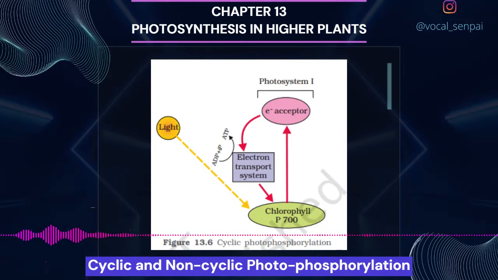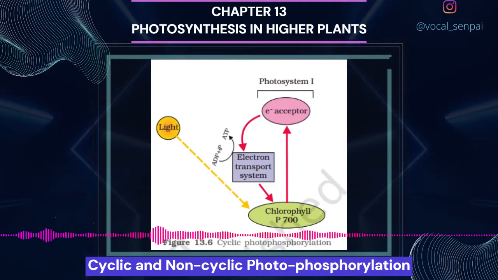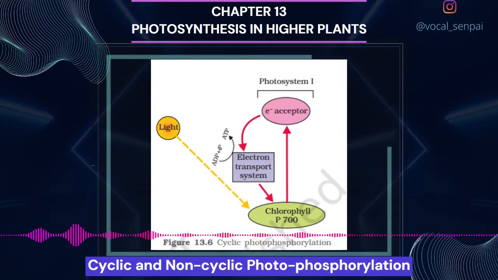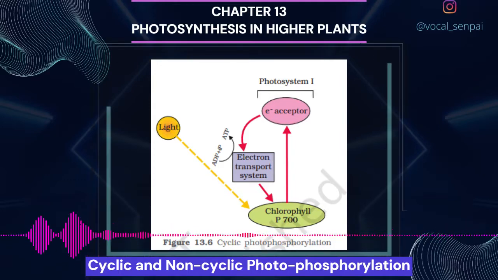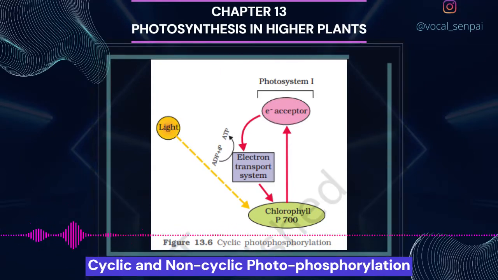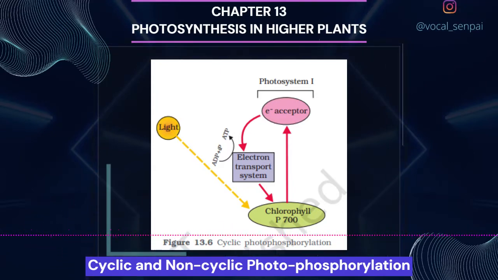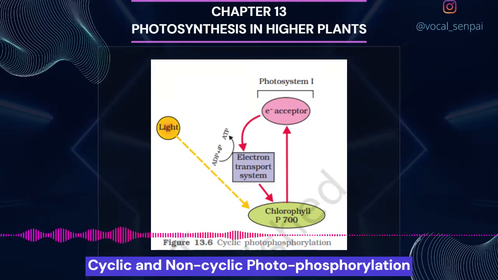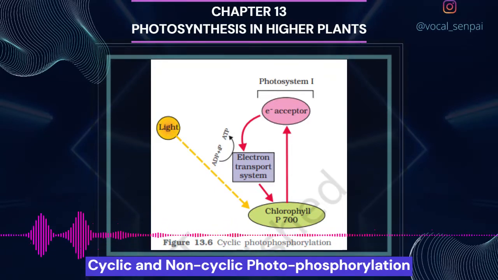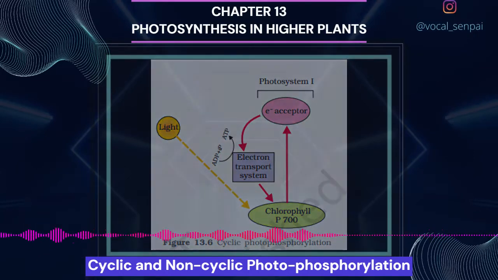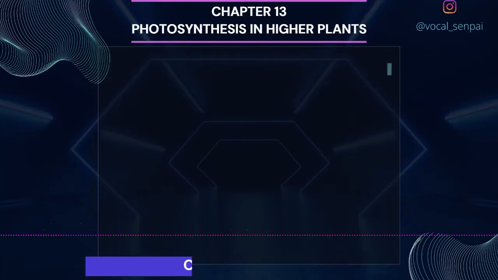The excited electron does not pass on to NADP+, but is cycled back to the PSI complex through the electron transport chain, figure 13.6. The cyclic flow hence results only in the synthesis of ATP, but not of NADPH. Cyclic photophosphorylation also occurs when only light of wavelengths beyond 680 nanometers are available for excitation.